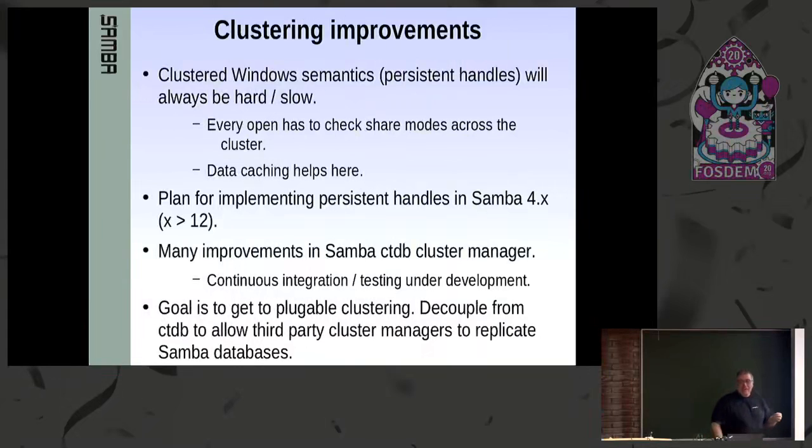Okay, so clustering improvements. As I mentioned before, persistent handles will always be slow. I don't care. A persistent handle is where a client opens a handle and says, I have a handle on this file. If your entire cluster dies and you go away for 100 years, and then you come back on an IP address I know about and I reconnect and I hand you that handle, my data had better be there in exactly the same state with all the locks that I had, with all the pending operations still pending.